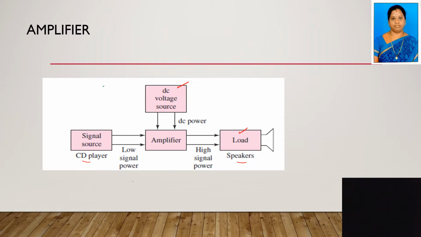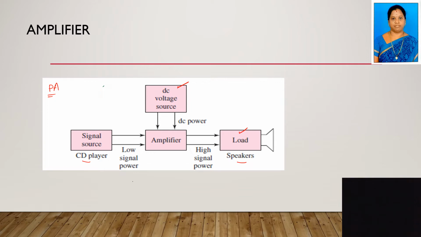For example, if you have the public addressing system, that is we need to speak through the speaker, right? So the signal source which is coming from the CD player, if you directly connect it to the speaker, we could not hear any words from the speaker. That means the output from the CD player is not capable enough to drive the speaker. So we need some device which will amplify the signal coming from the CD player. That device is called amplifier.